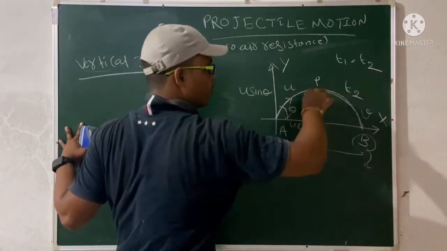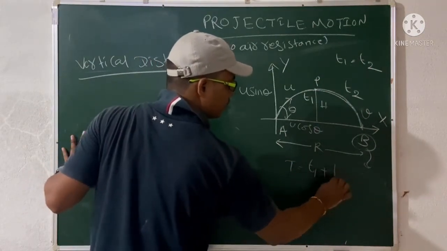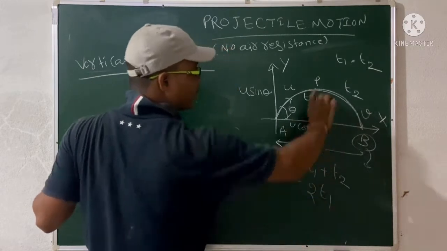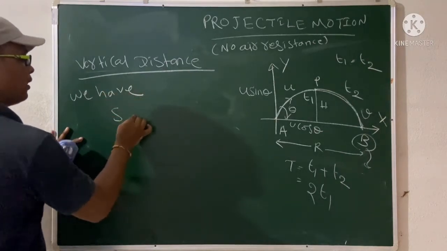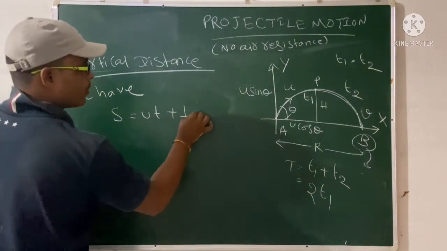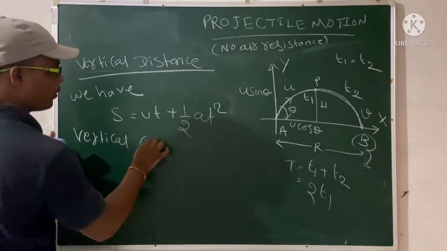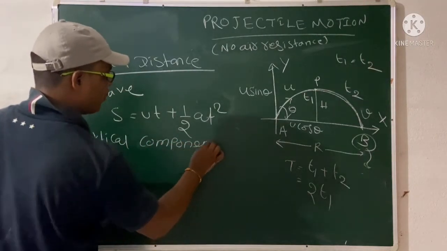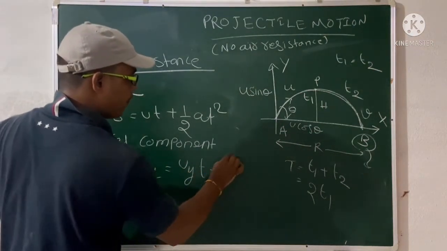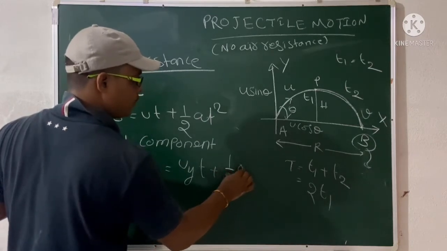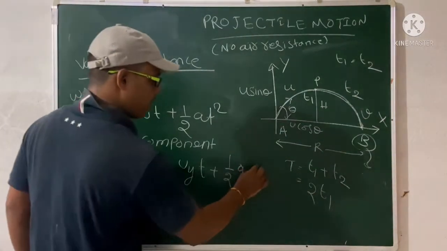So remember, t1 equal to t2, this is the time taken, but the capital T equal to t1 plus t2, right? So this is equal to 2t1 because t1 equal to t2. So what is the vertical distance? Again we have s equal to ut plus half at square. So we are writing the vertical distance. For the vertical component, Sy equal to Uy into T plus half Ay into T square, right?